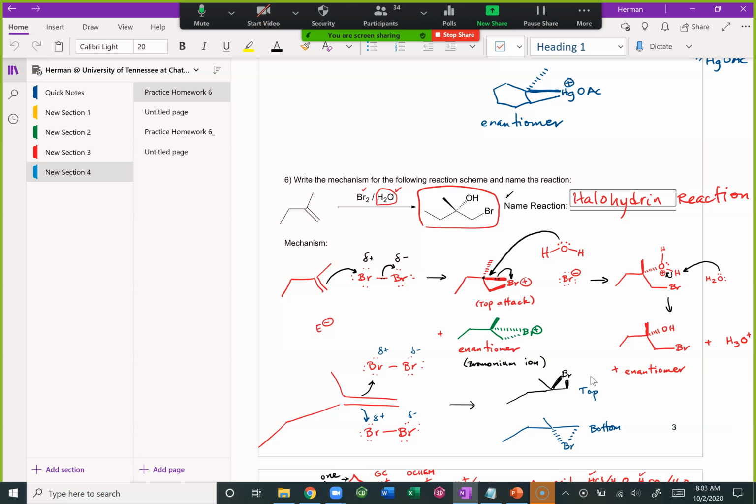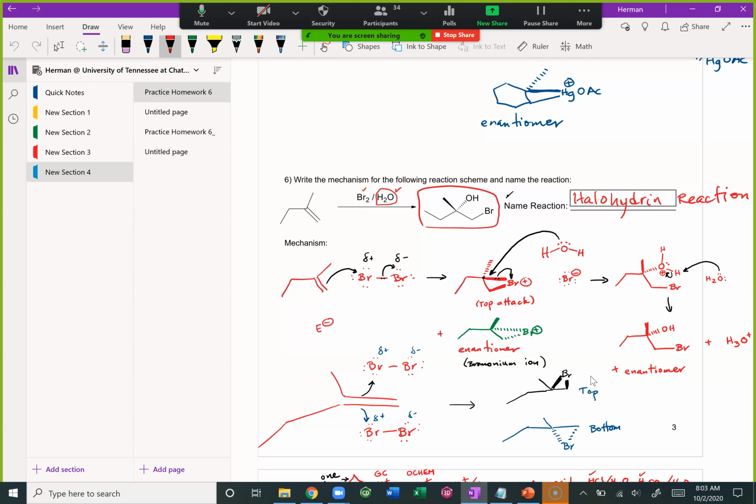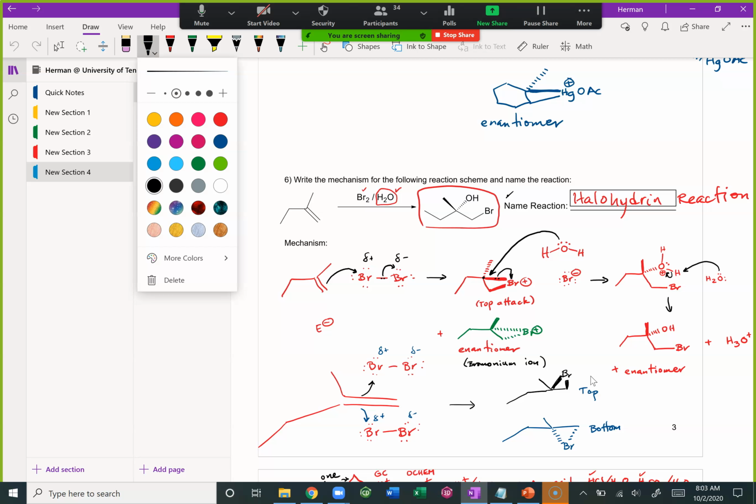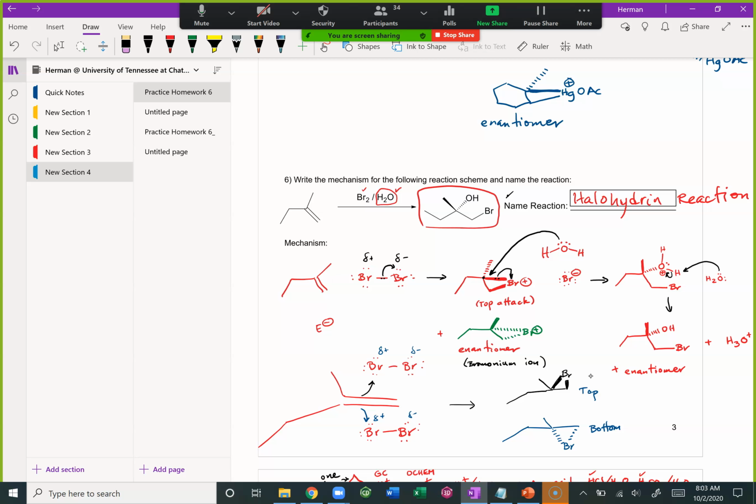I forgot one little detail here: when I do this attack, I forgot one arrow. Let me get the black marker. So when I do this attack, I'm going to do it like this. I do this attack here, and then this bromine gets kicked off. We have that. I forgot this lone pair coming back up here.